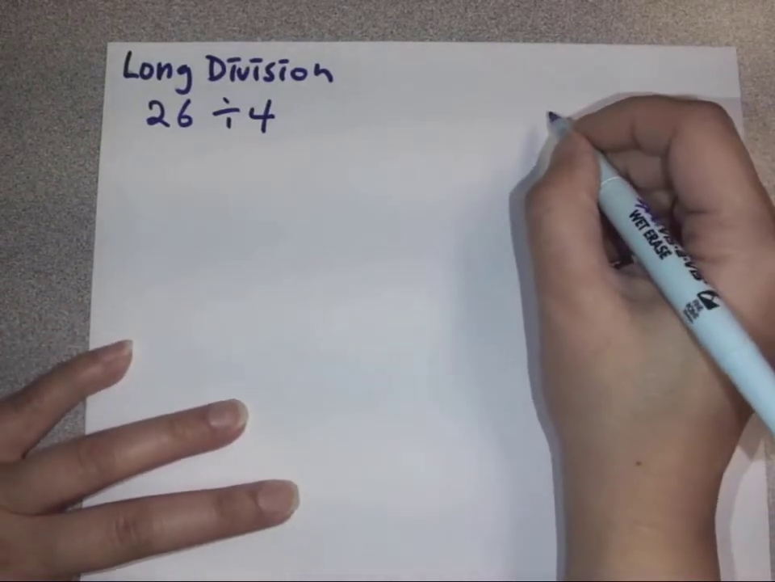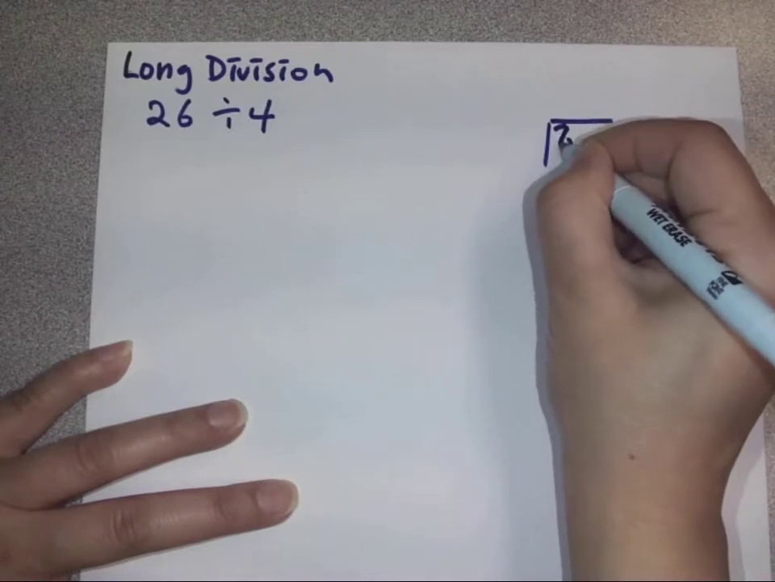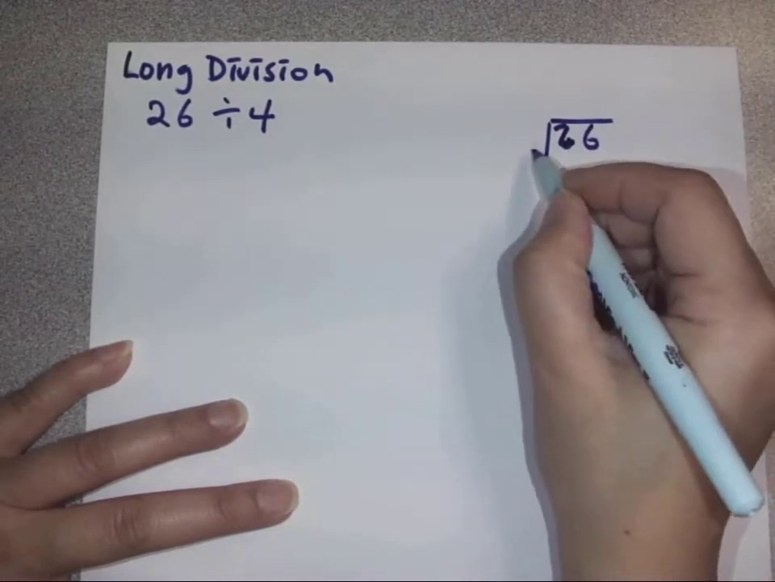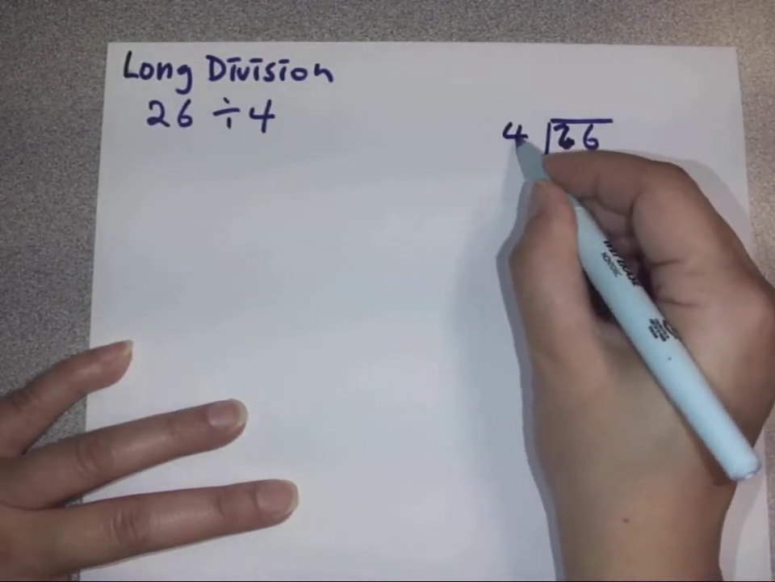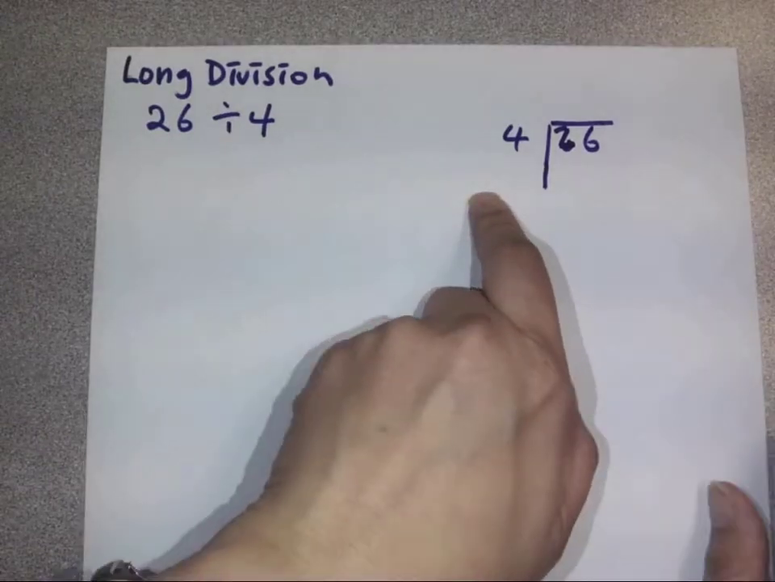So this is long division. 26 goes into the house, and outside we have 4. Do you know what is the proper terminology for those numbers? 26 in division is called what? This is your dividend, and the 4 is your divisor.